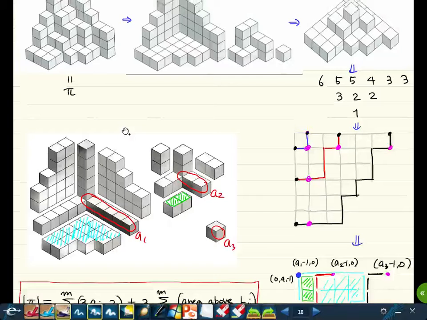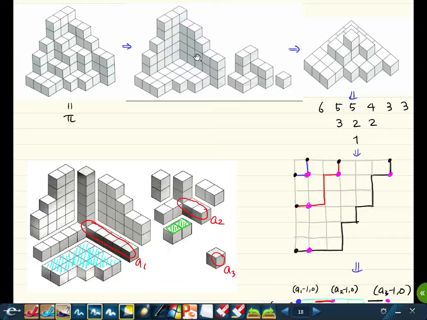Now we want to count the number of boxes here. We can do that. Suppose we decompose each shell this way. This is the skeleton, and we have three parts.